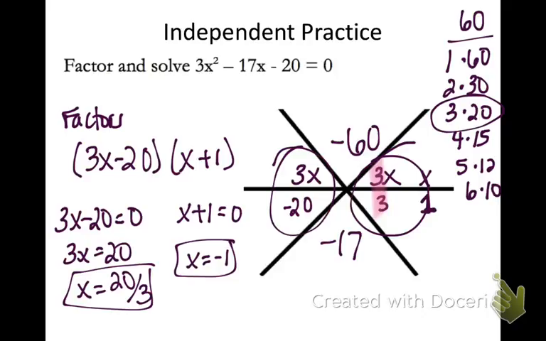I wrote my factors out to the left, 3x minus 20 and x plus 1, and then I set each of them equal to 0 and solved.